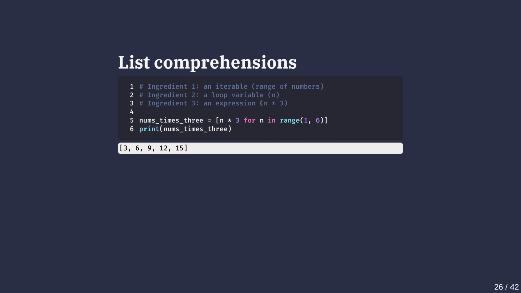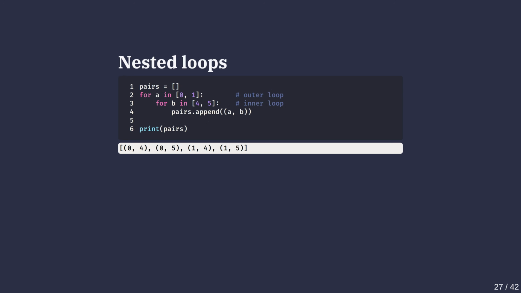The structure is so consistent that once you spot these 3 ingredients, you can read or write any comprehension, even more complex ones with conditions or multiple loops. Now let's look at comprehensions for nested loops. This example shows how nested loops let us create combinations of elements. The outer loop picks a from 0 and 1. For each a, the inner loop picks b from 4 and 5. Together, they form pairs a and b that we append to the list.